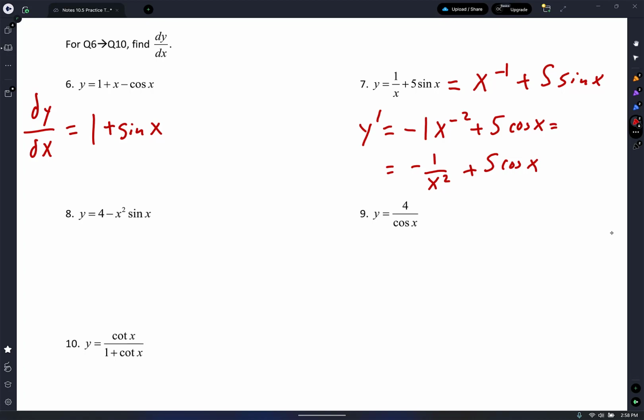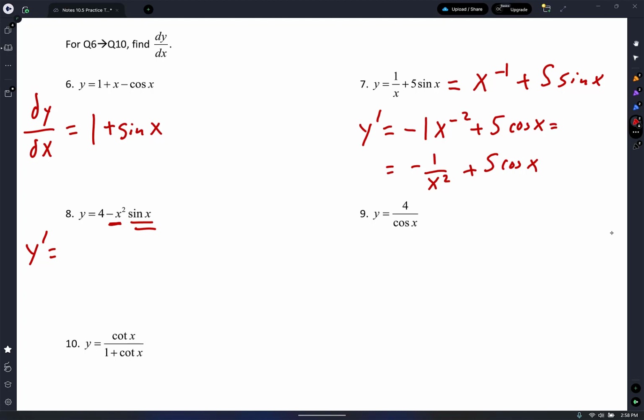Number 8. y prime equals, the derivative of 4 is 0. Leave it alone. Group the negative with the x squared, or you can just do product rule with the inside. Dang it, I gave an answer. What rule do I got to use to take the derivative of this?